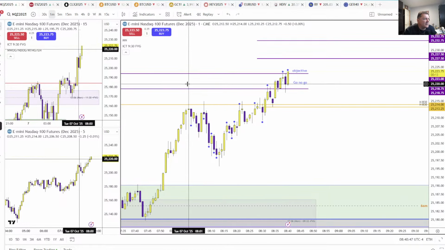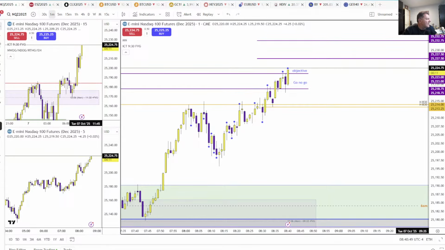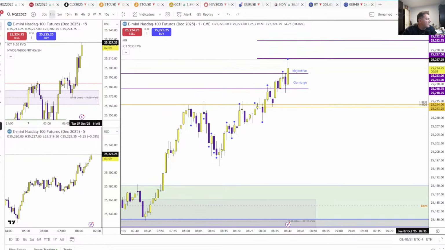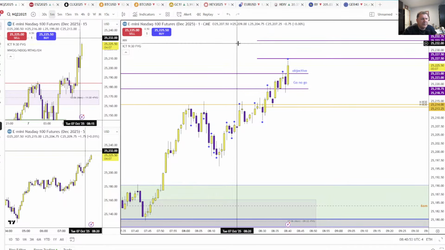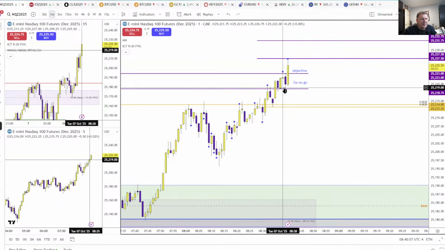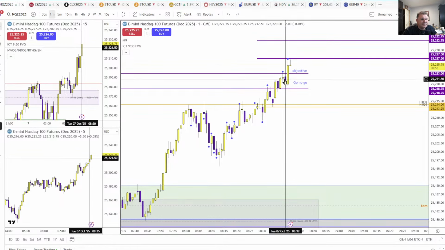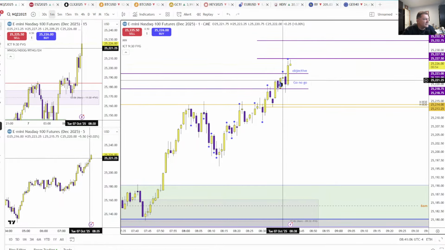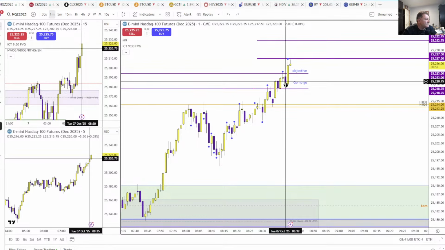Just keep watching for more upside here. We were a little sensitive there for a second. Back to the no-go zone. We're on top of the hourly BISI inversion. It's called an inversion right now.